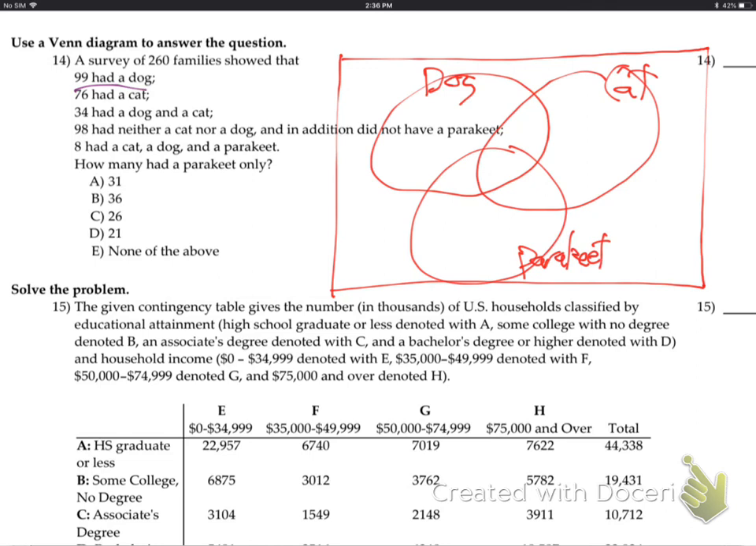All right, here we go. 99 had a dog. Does that mean I can put 99 right there in the dog circle? No, that means all four of those regions together make 99. I can't do anything with that 99 right now. The whole dog circle adds up to 99. I have no idea what the different things are.